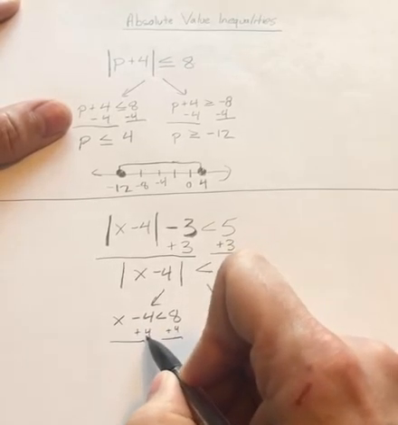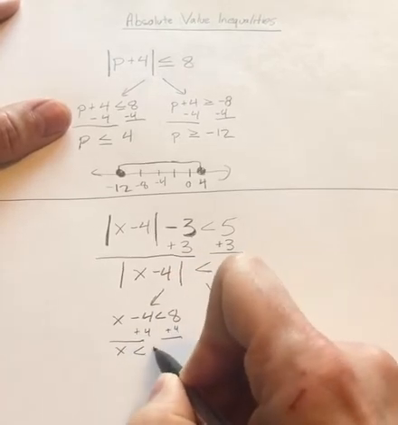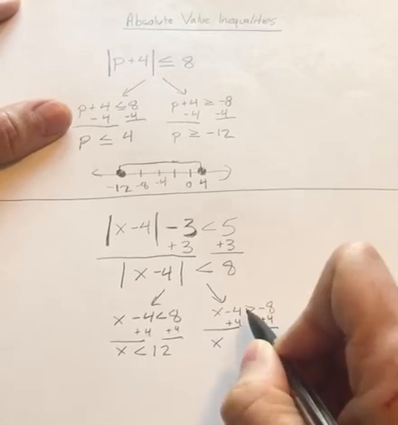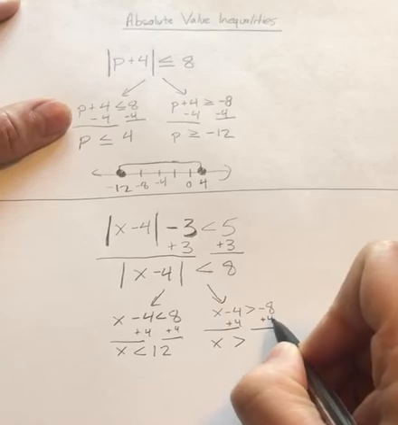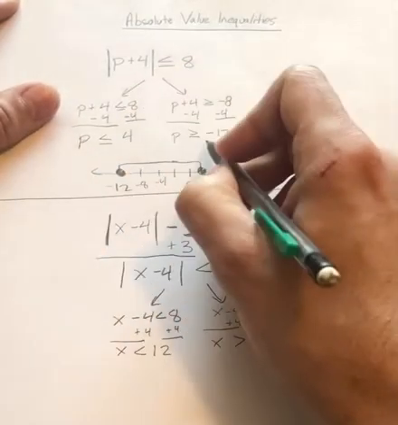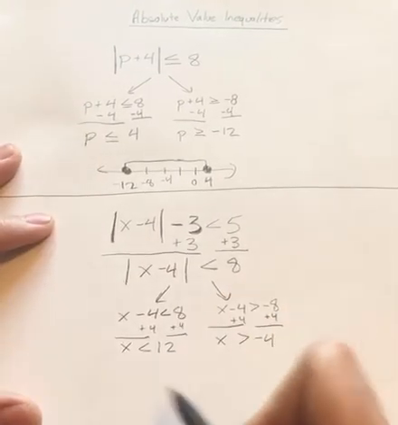-4 plus 4 is nothing. Just bring down the x we haven't touched. 8 plus 4 is 12. Bring down the x we haven't touched. The sign, -8 plus 4 is -4. And very similar to the last problem, this is something we should be able to graph.